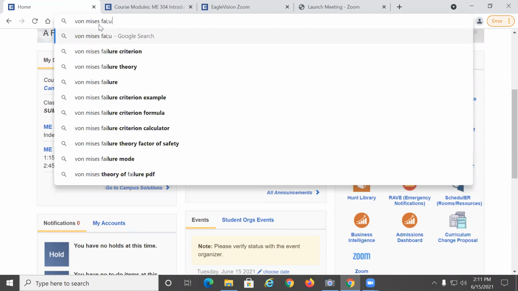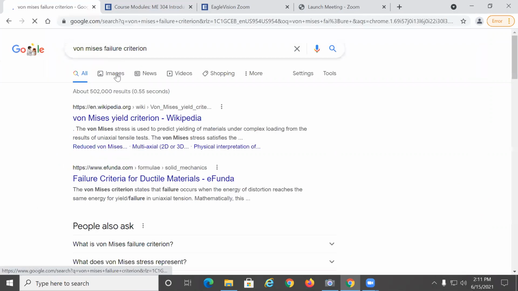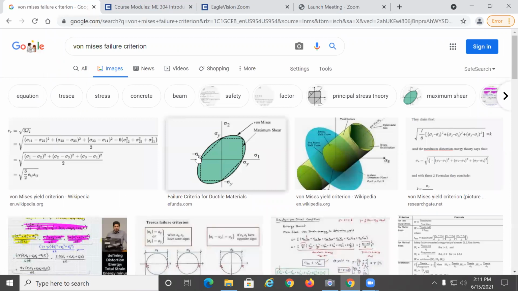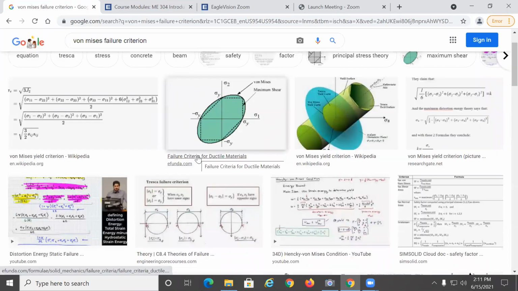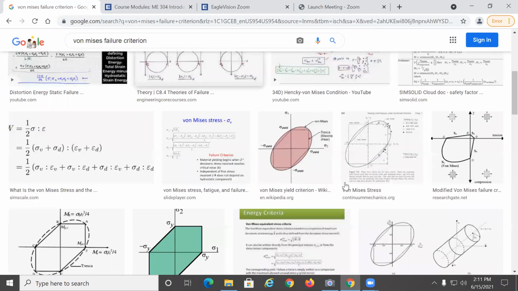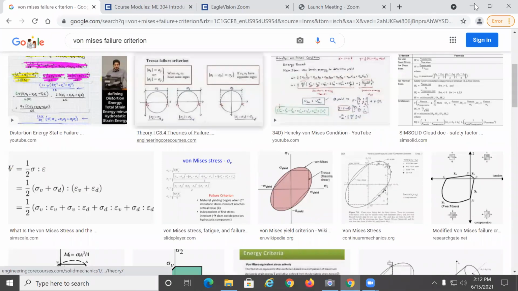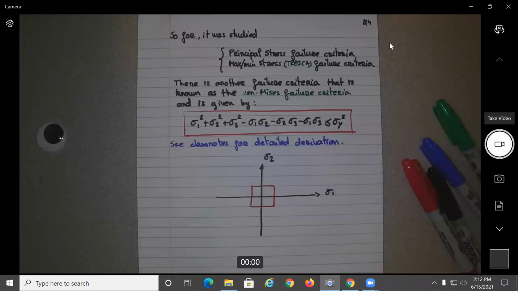Failure criterion. I want to see the figures. I'm sure they're going to have the figure I want to do. Okay, so they have for these ones, then I'll have for the principal stresses. But let's do this one for now. All right, so maybe I should do it a bit bigger. All right, it's fine. Let's do it this way.